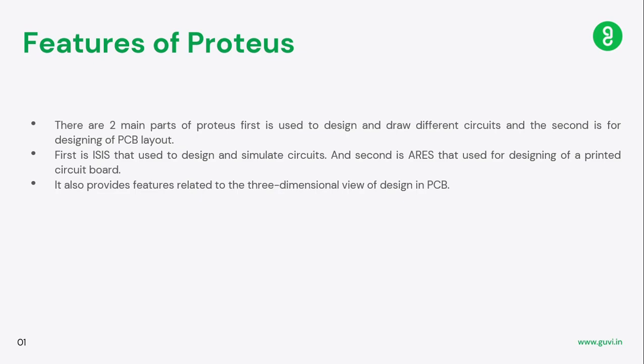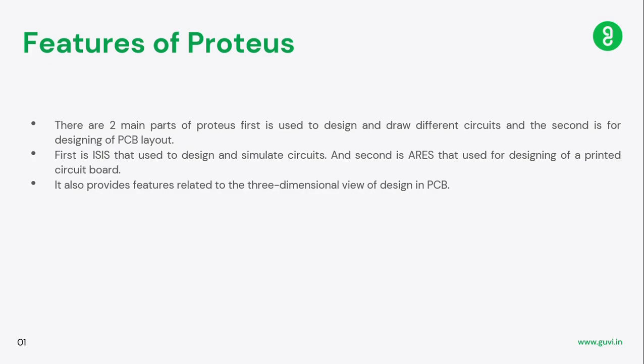What are the features of Proteus? There are two main parts of Proteus. First is used to design and draw different circuits, and second is for designing the PCB layout. The full form of PCB is printed circuit board. First is ISIS, which is used to design and simulate circuits, and second is ARES, which is used for designing a printed circuit board. It also provides features related to a three-dimensional view of the design in PCB. So basically it is also used for PCB designing.